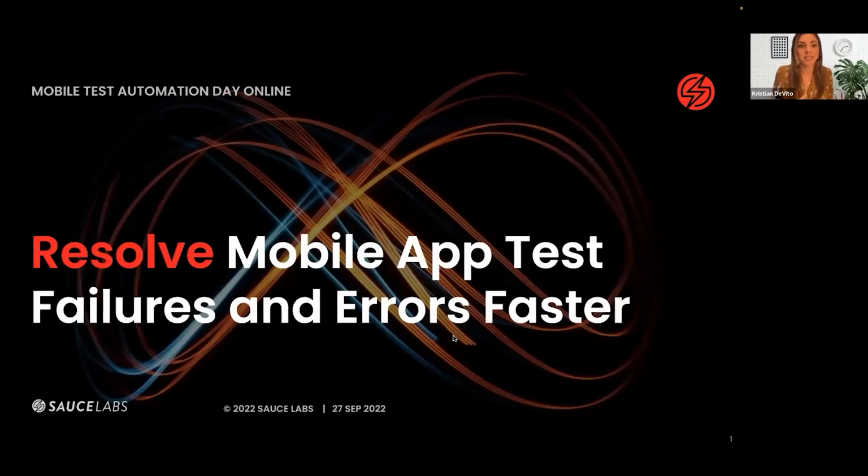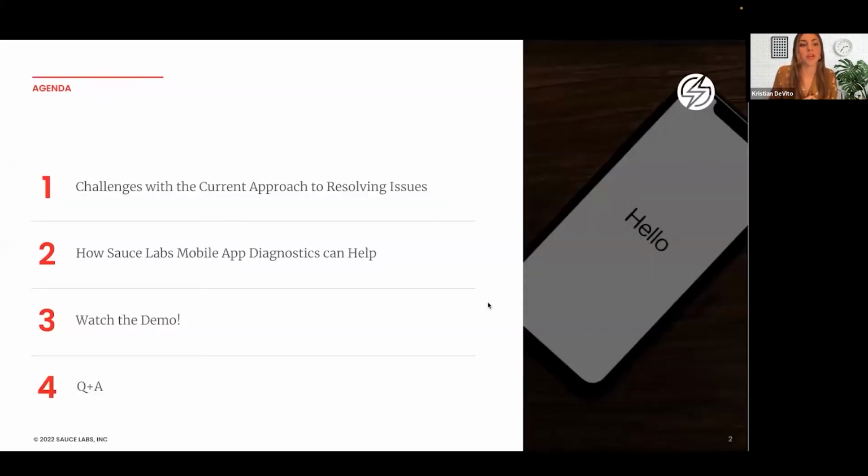We're going to spend the next 25 minutes talking about resolving mobile app test failures and errors quickly with Sauce Labs. First, we're going to go over some of the challenges with the current approach to resolving issues. And then we'll talk about how the app diagnostics within Sauce Labs real mobile app testing can help solve this. We'll have a demo of these features, and then just like the previous session, we'll open it up to Q&A.